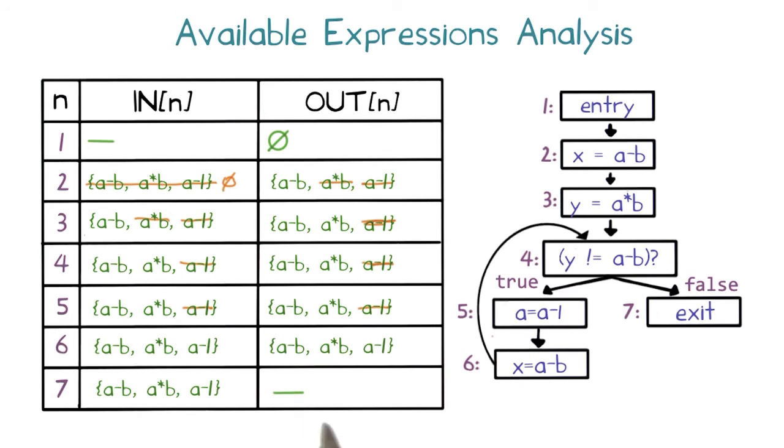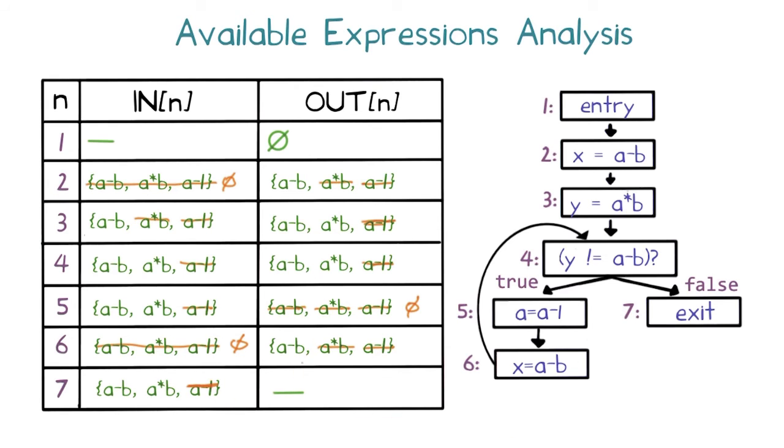That's expressions a minus b and a times b. So we are left with an empty out set, which we also copy over to the in set of node 6. At node 6, we generate expression a minus b once again, and so our new out set is just the expression a minus b. Next, we copy the out of node 4 to the in of node 7. At this point, we have completed our first pass through the table.